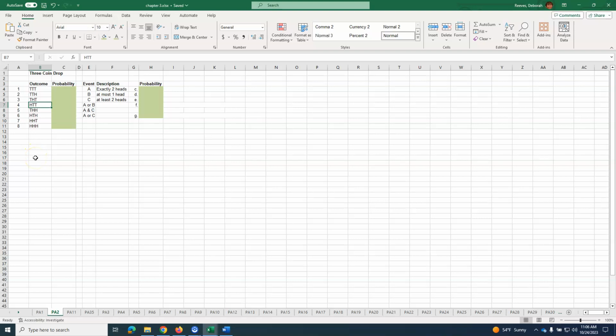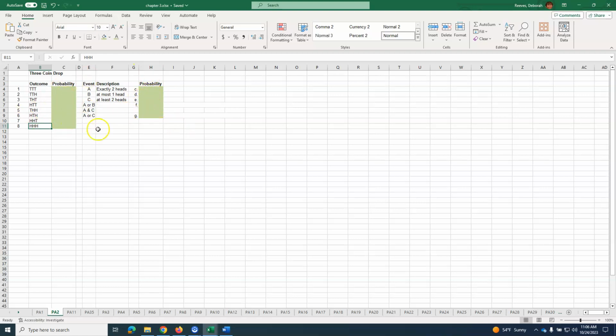So the second one is, or the E is, let C be the event at least 2 heads. So at least 2 heads means here you have at least 2 heads, here at least 2, here at least 2, and here at least 2. Because you have 3, that's at least 2. So those are the events that you have. So you're going to fill in these calculations, and then over here are your probabilities.